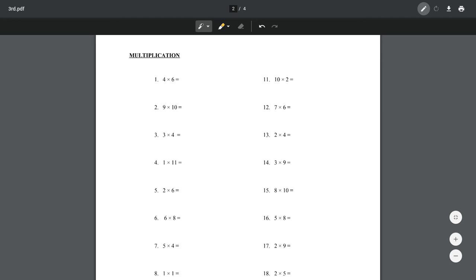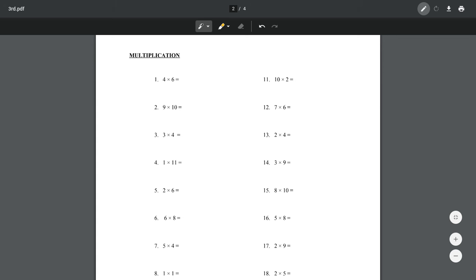The next page is on multiplication. All 2-digit by 1-digit, 1-digit by 1-digit. So let's start with number 1. 4 times 6. If you memorized it, then you could just go ahead and fill it out. But if not, multiplication is essentially adding the same number a certain number of times.